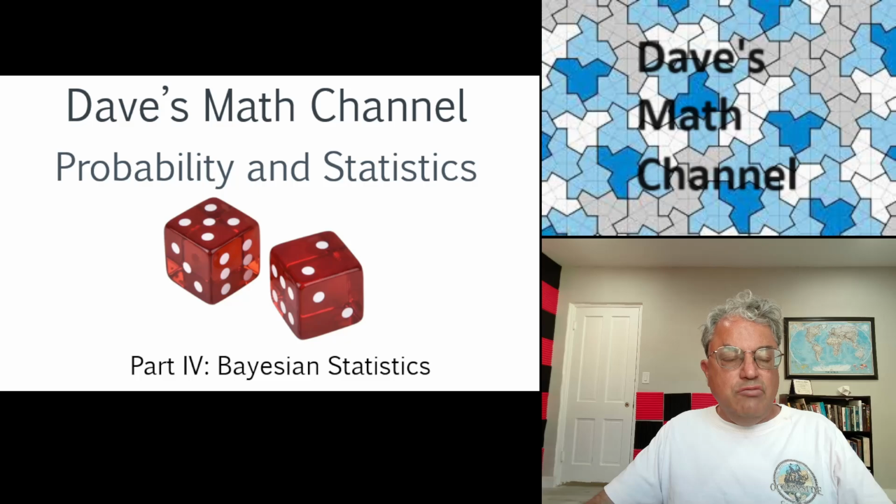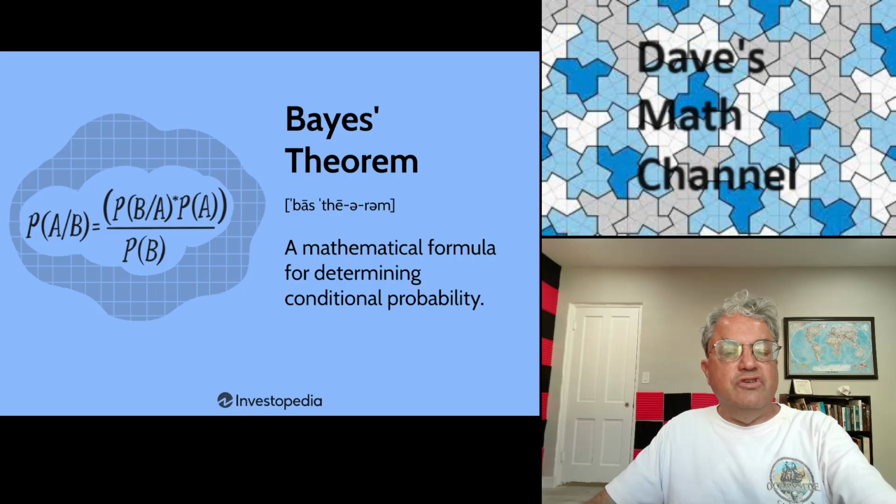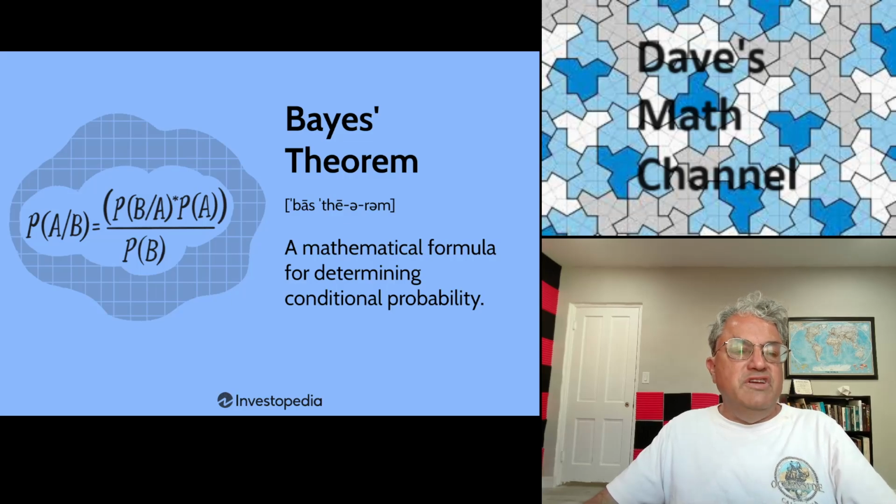And today I'm going to talk about a very important topic in probability theory, namely Bayesian statistics. In particular, there's a very important result called Bayes' theorem. This was developed by a very famous mathematician named Thomas Bayes from the 18th century, an English mathematician. And it's just a mathematical formula for determining conditional probability. But it's very easy to derive, as you'll see.